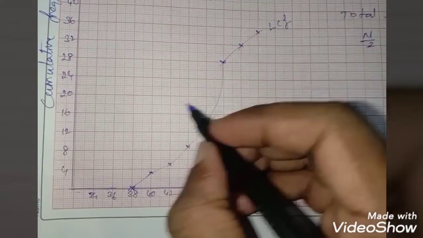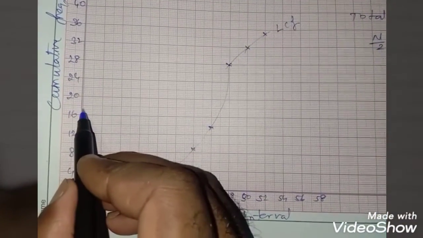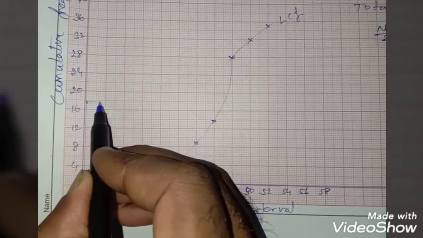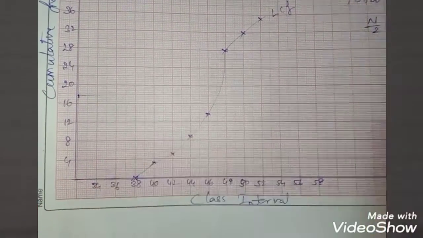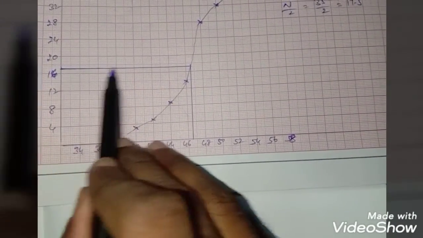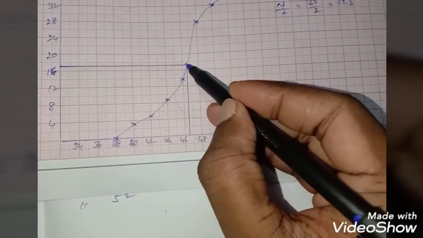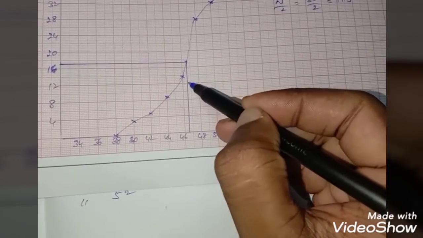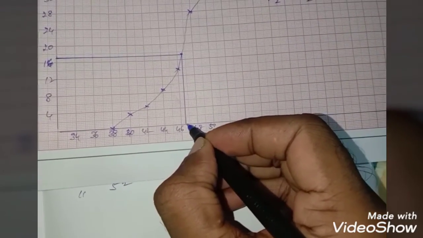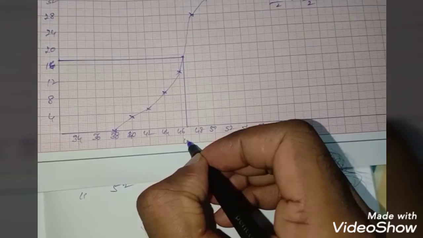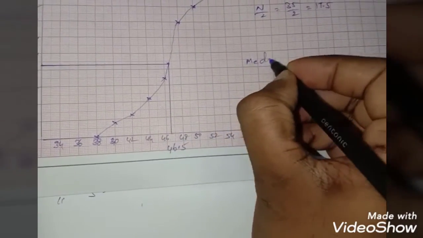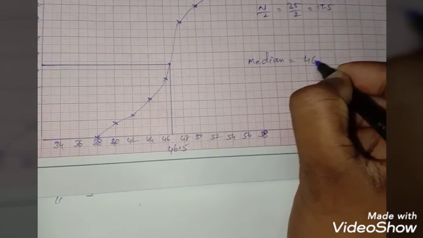From 17.5, if I draw a line across, wherever this line touches the curve, there you will get the median. From this intersecting point, if I draw a line perpendicular to the x-axis, that point is our median. This point is approximately 46.5, so the median is 46.5.